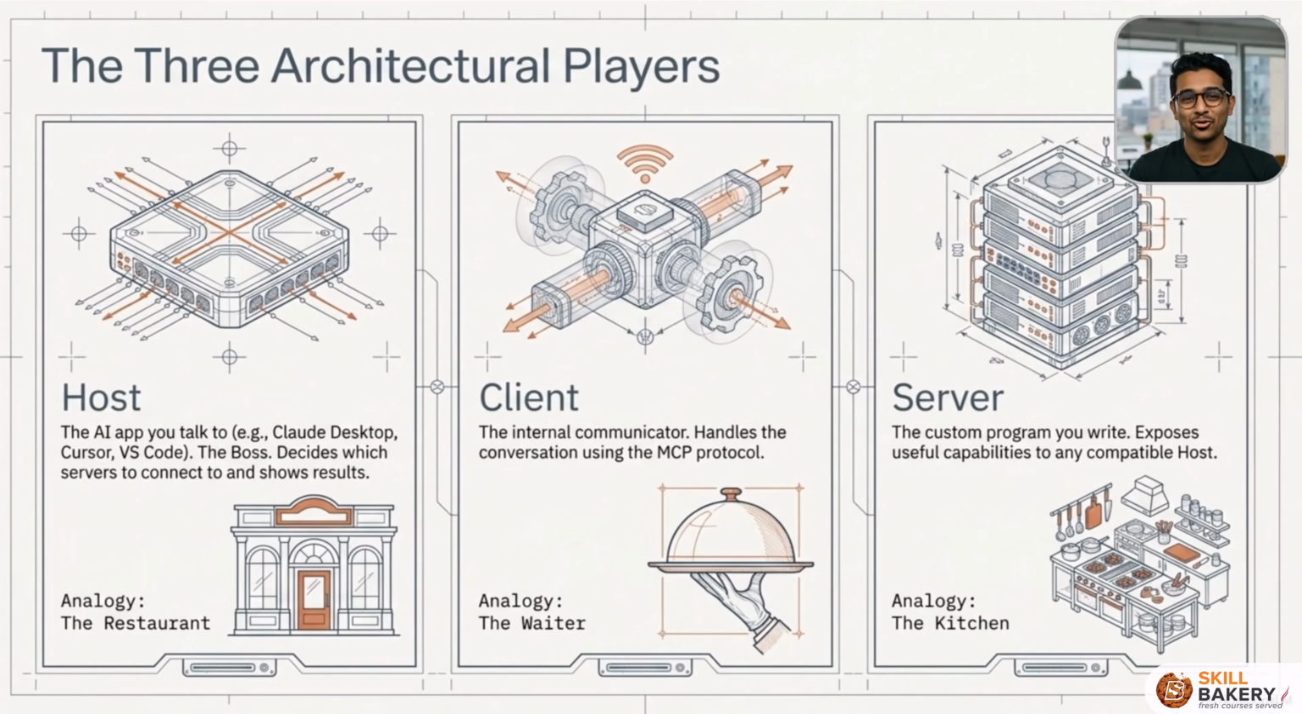There are three main roles in this ecosystem. The host. This is the AI application you interact with, such as Claude Desktop or VS Code. It acts as the boss, deciding which servers to connect to. The client. This is the internal communicator that handles the protocol conversation. The server. This is the custom program you write to expose specific capabilities.